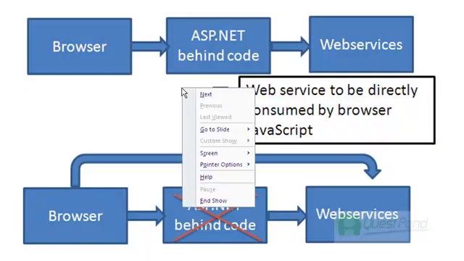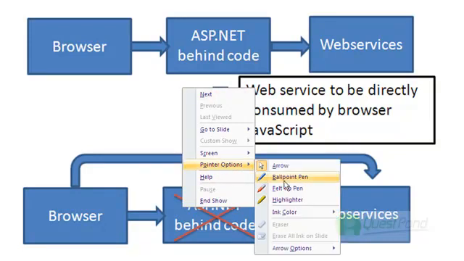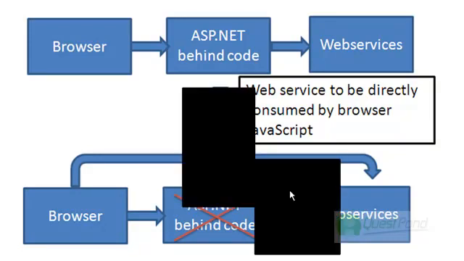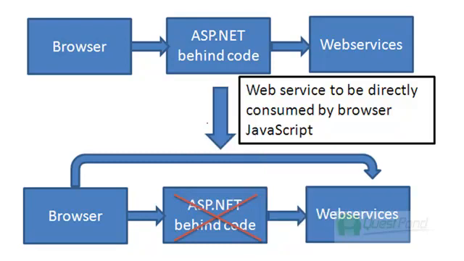In this session, we will try to demonstrate how we can consume ASP.NET Web Services in Ajax. Now, in normal scenarios, what happens is basically you have a browser. That means you have your Ajax code running in the browser. Then you have your ASP.NET behind code, and the ASP.NET behind code consumes the web services. So basically, the Ajax makes calls to the behind code, and the behind code basically makes calls to the web service. Now, what we're trying to demonstrate here is that the Ajax will directly call the web service method.